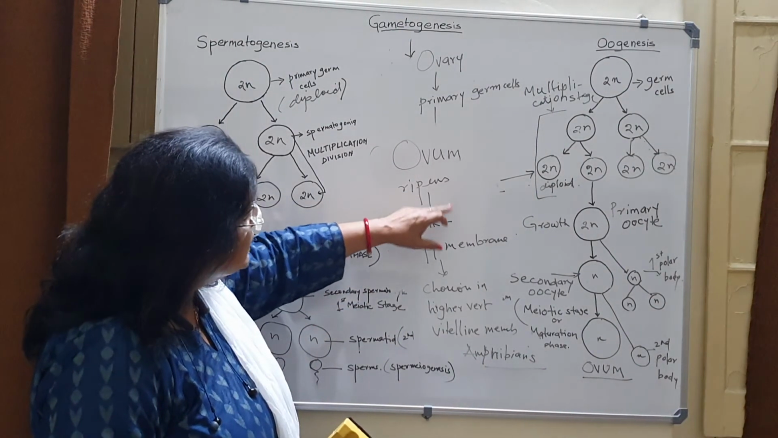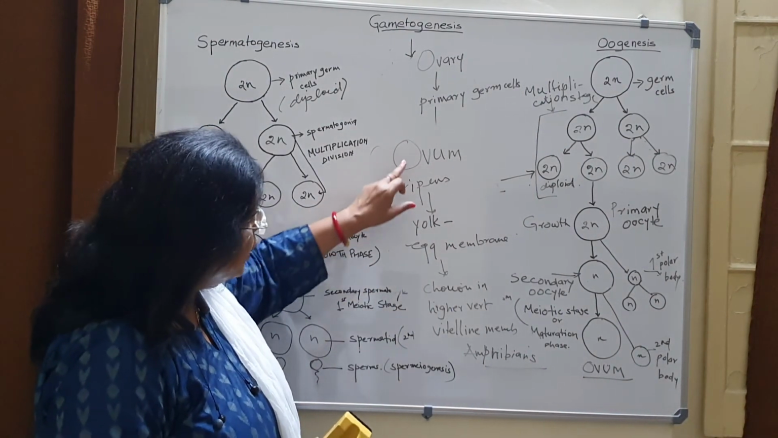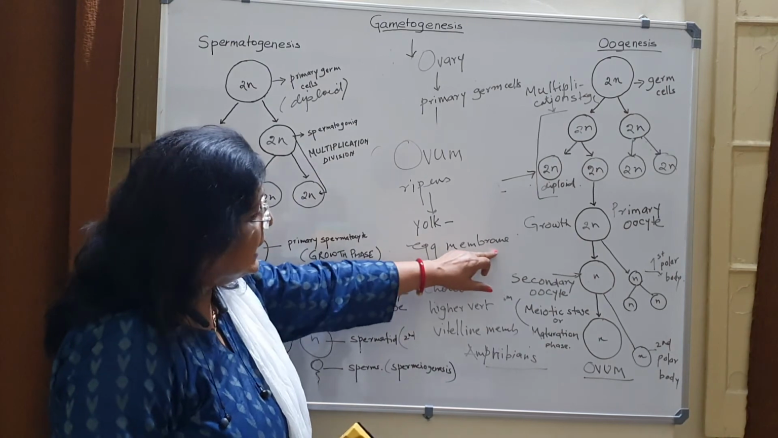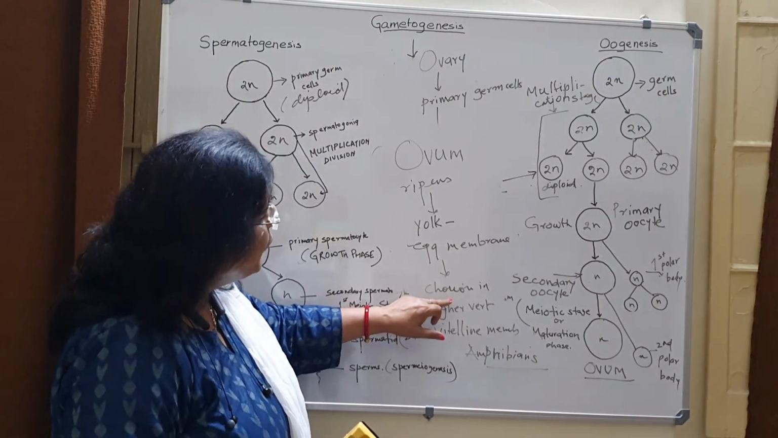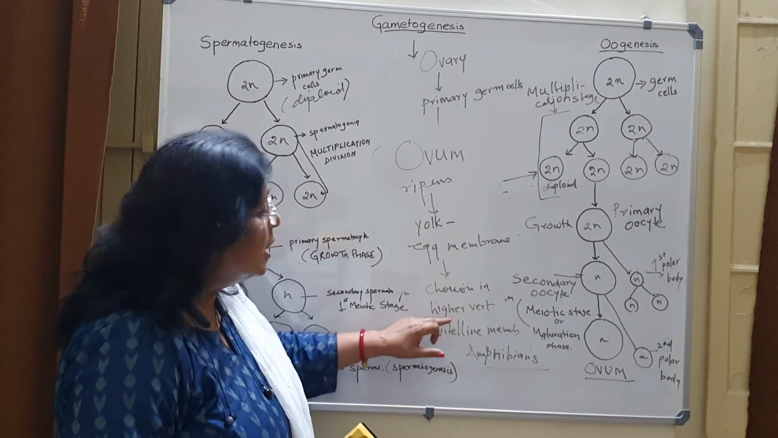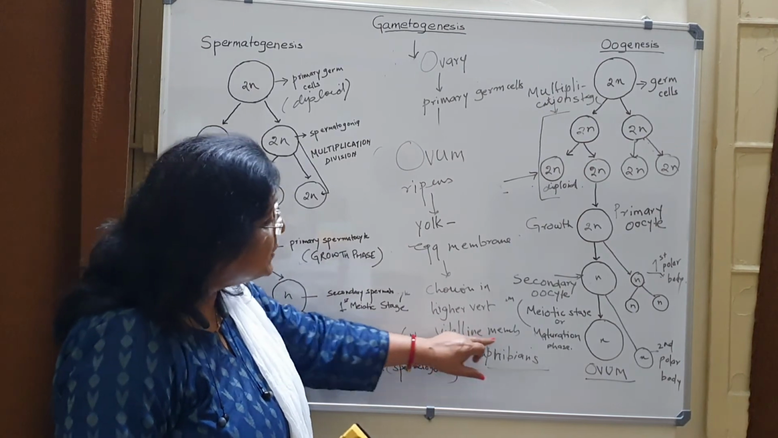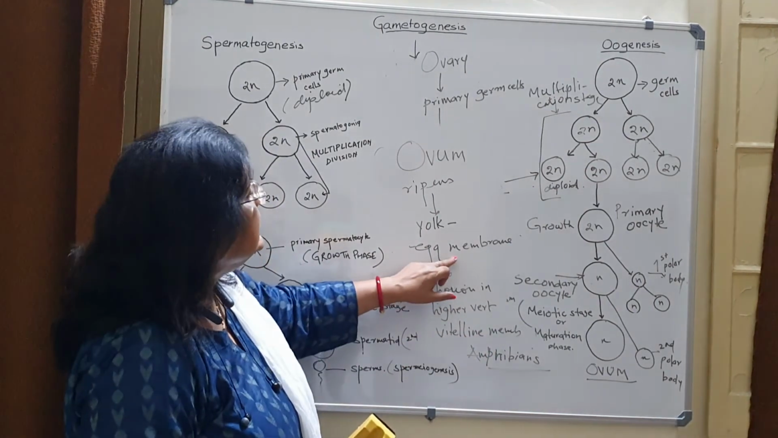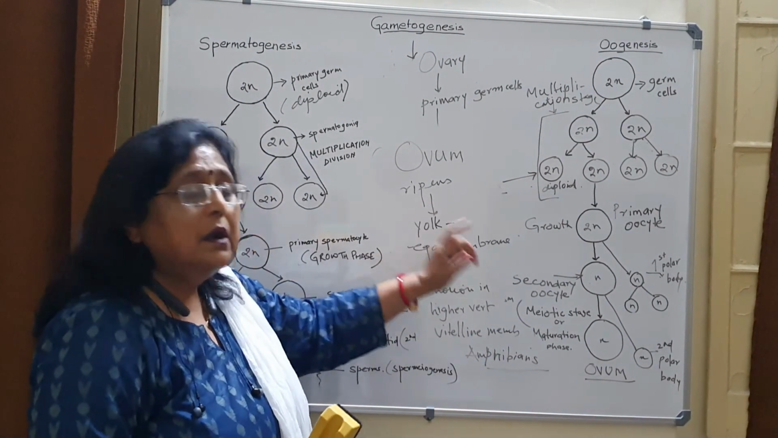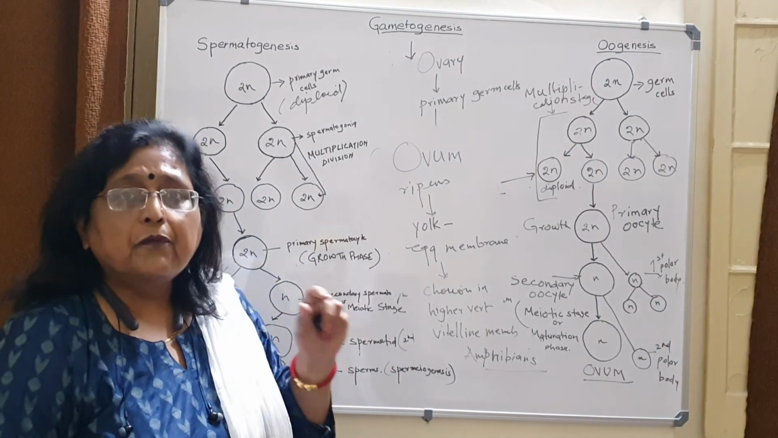So what are the 3 changes which take place? In the ovum, first of all, the egg membrane will be formed. It will be followed by the formation of chorion in higher vertebrates, whereas vitelline membrane in amphibians, and then it will be filled with yolk, and now our egg is ready to be fertilized.